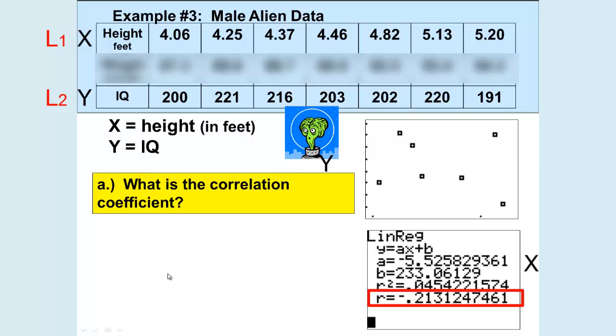What is the correlation coefficient? The correlation coefficient is r equals negative 0.2131.